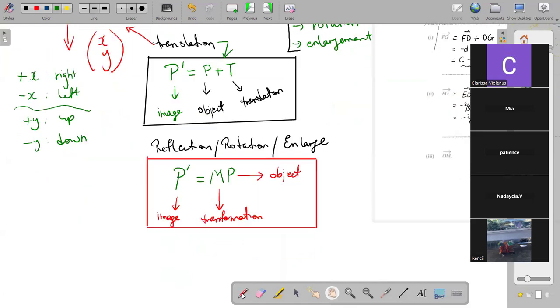Also, this is very important, guys. The transformation always comes in front of the object. So you would never see this. If you multiply PM, that's going to be wrong. Where must you put a transformation? The transformation must come where? In front. Everybody with me?